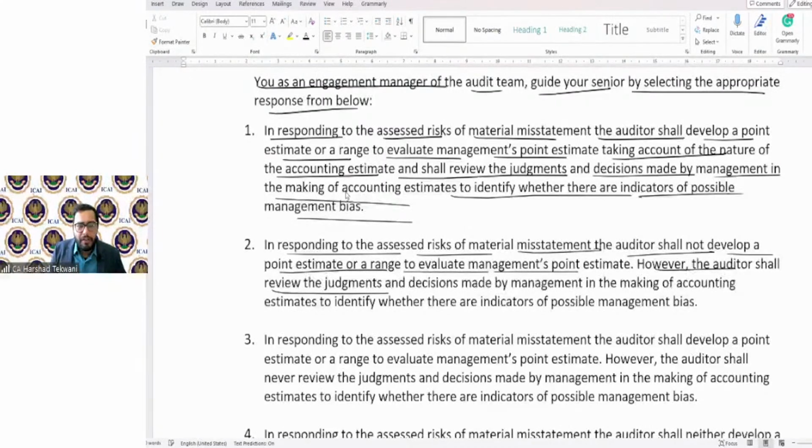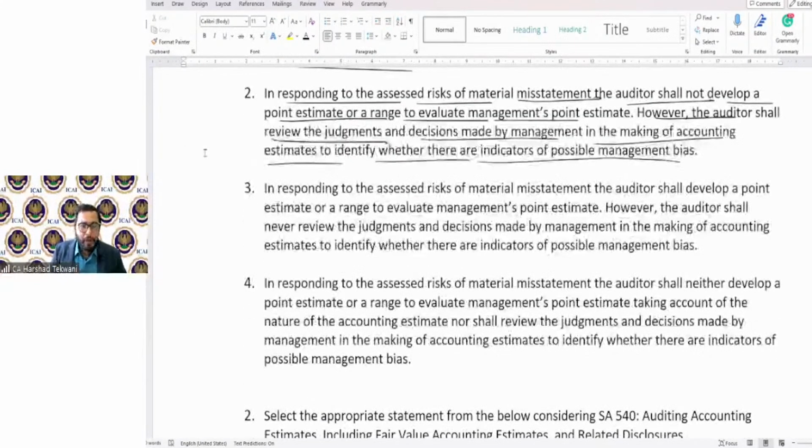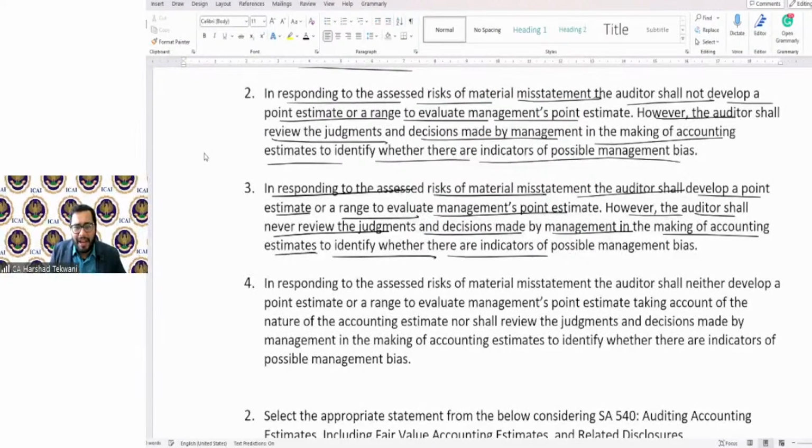However, the auditor shall review the judgment and decision made by management in making the accounting estimate to identify whether there are indicators of possible management bias. In responding to the assessed risk of material misstatement, the auditor shall develop a point estimate or a range to evaluate management's point estimate. However, the auditor shall never review the judgment and decision made by management in making accounting estimates to identify whether there are indicators of possible management bias.